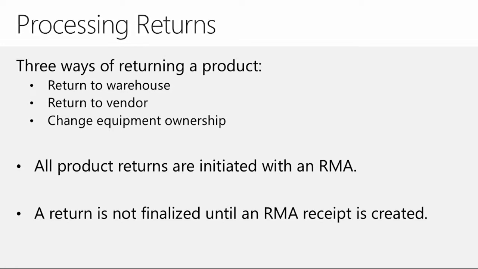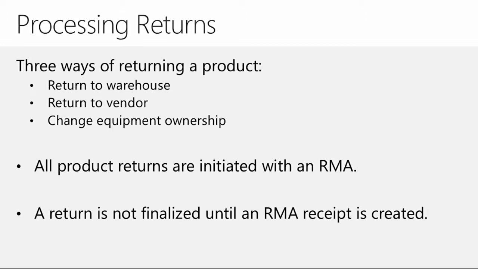So that's going to specify why you are trying to return that information from there. Once you work through that, you then will process that return. Now that return isn't going to really be finalized until an RMA receipt is created. That basically confirms that the correct number of product and the quantity was received, as well as the person that returned that information.